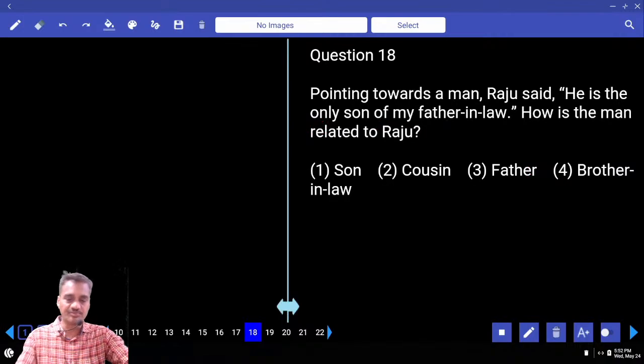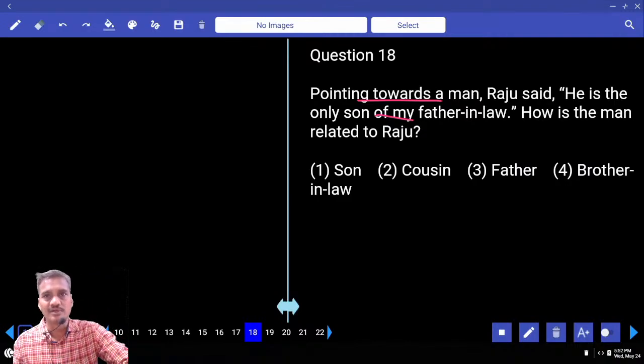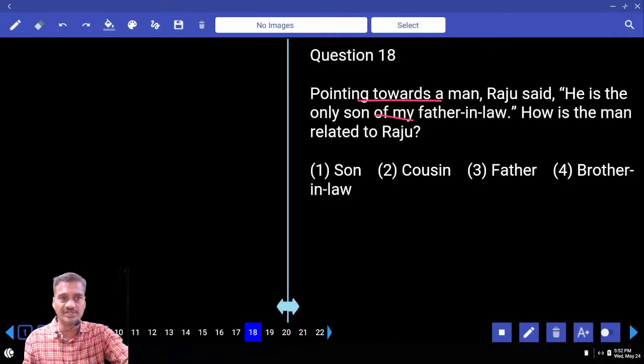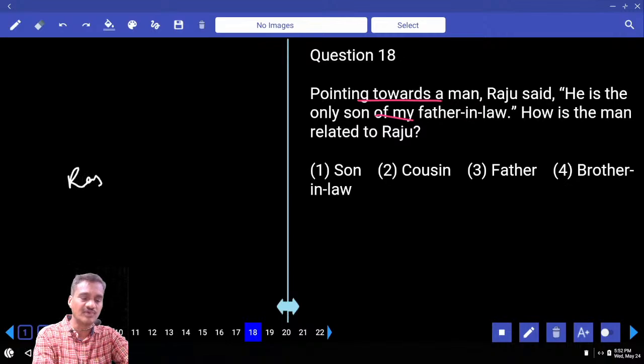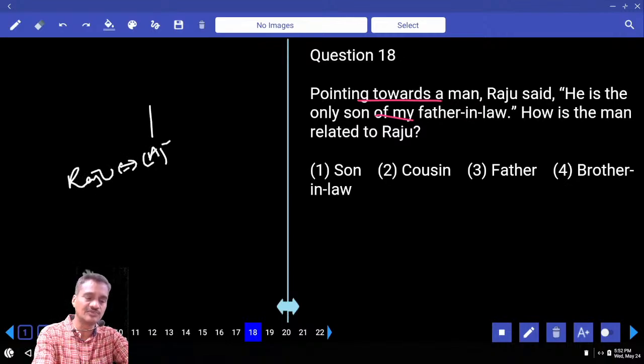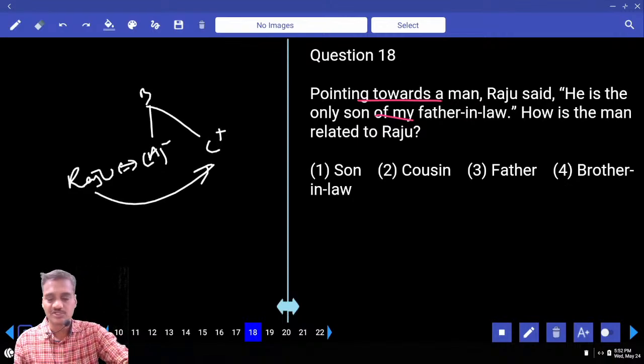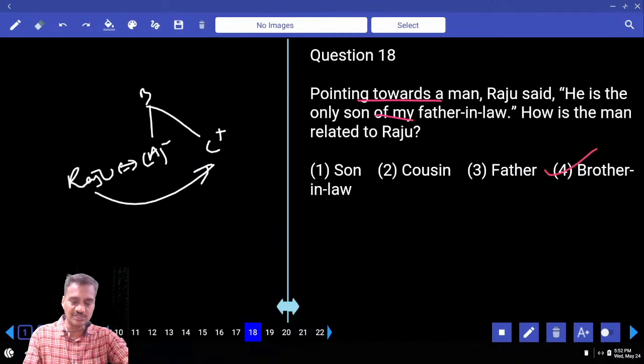The next, 18th one: pointing towards a man, Raju said, this man is the only son of my father-in-law. That means Raju's father-in-law's only son. Raju's father-in-law means Raju's spouse's father. Now Raju is here. Father-in-law means Raju's wife, and wife's father, and wife's father's son. Now this son is the brother-in-law to this Raju. Spouse's brother. Brother-in-law, choice 4 for 18.